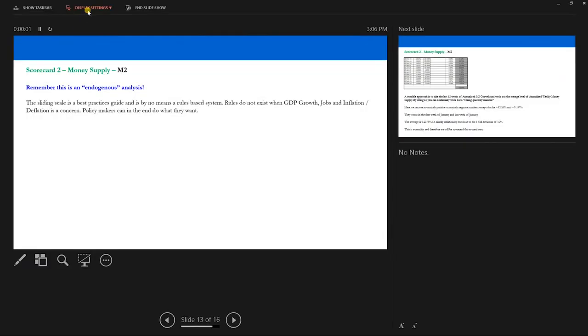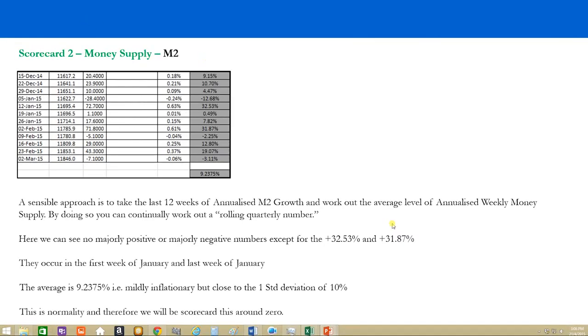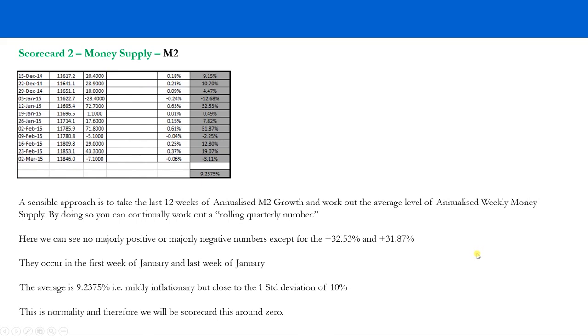Well, let's go back to the presentation. So we take the last 12 weeks and work out this average level, the average level in the last 12 weeks of the annualized weekly money supply. By doing so, if you do this every week, what you're actually doing is continually working out a rolling quarterly number. Now, we did notice that we got the 9.2375% normal situation on this rolling 12-week basis.